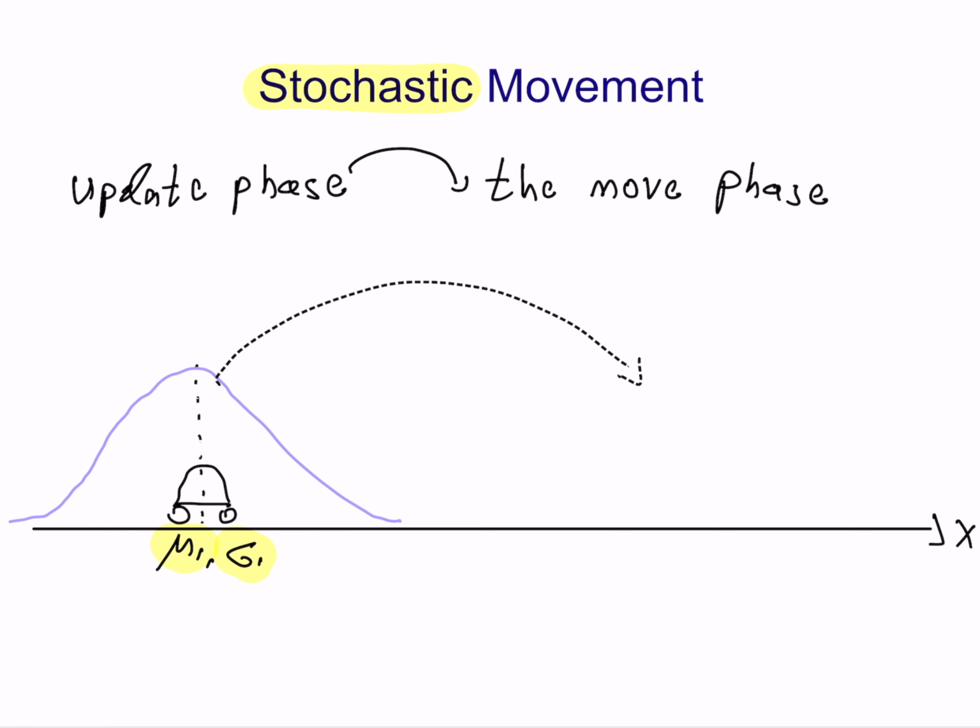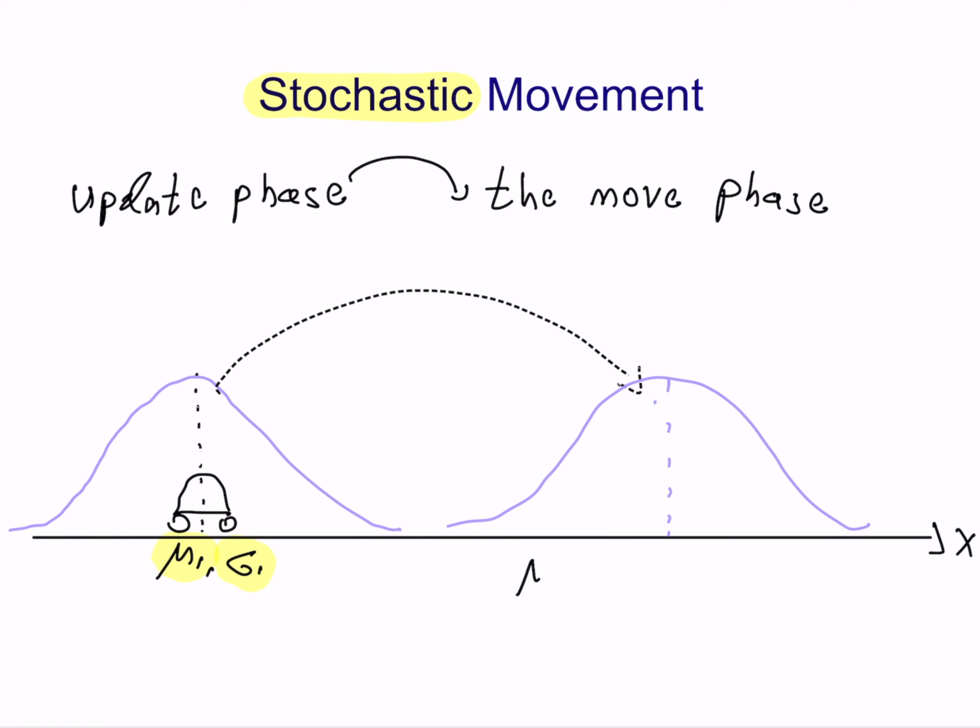If you remember from the histogram filter, if the movement is 100% accurate, I will just shift this Gaussian 10 meters to the right. So the new mean will be mu1 plus 10 meters. Since there is no uncertainty in the movement, the new sigma will be exactly sigma 1. I didn't increase the uncertainty, but I also didn't decrease it. Why? The uncertainty cannot be lower than the prior because I didn't add any new information.